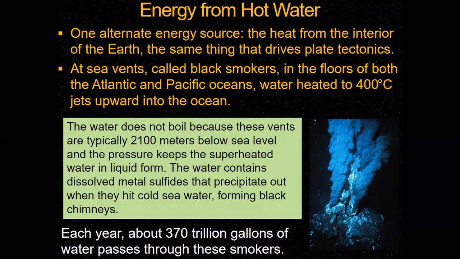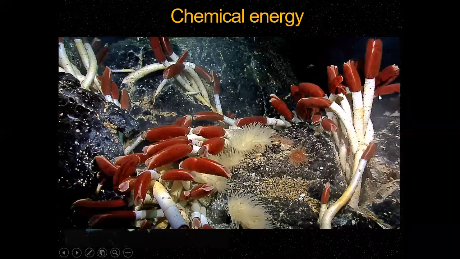The water contains dissolved metal sulfides that precipitate out when they meet cold seawater, forming black channels. So each year, about 370 trillion gallons of water passes through these smokers, carrying that heat from the ocean beds. Chemical energy. So this picture, what is this picture? It looks like some animal, right? So let's see what it is.